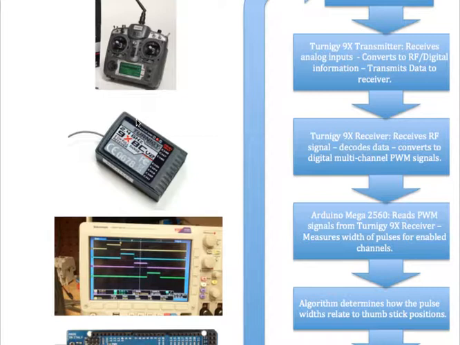Now this receiver module is paired with that transmitter, so it's always listening for signals from that transmitter. And it takes those signals and converts them into a PWM signal and outputs them on the associated channels. So this one here is channel 1, and channel 1 pin is here, channel 2 pin is here, and so on.